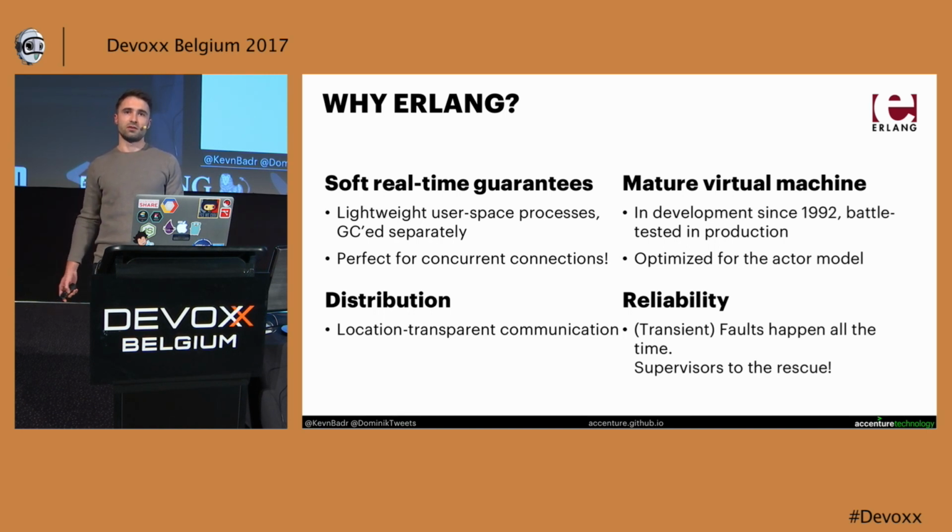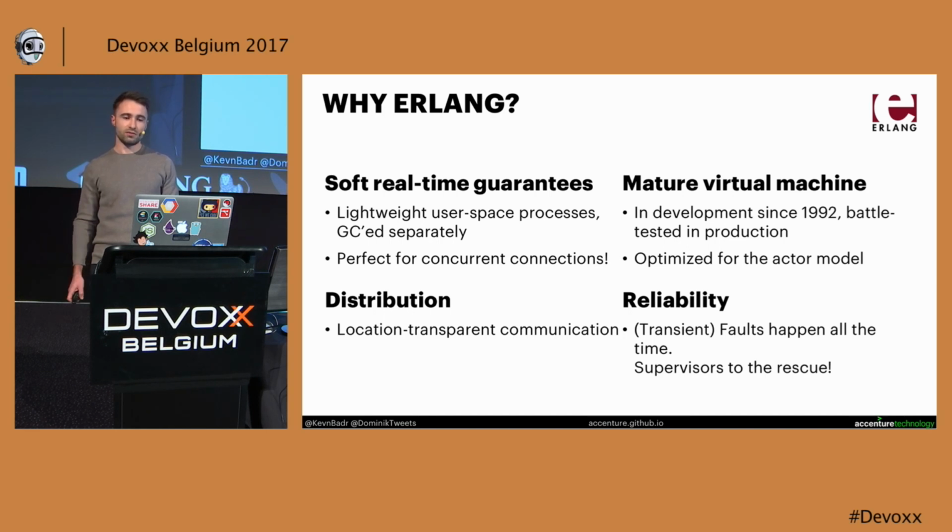The Erlang VM is also a very mature VM. It's been used in production since 1992, so it can be considered battle-tested. And it is optimized for the actor model. With Scala and Akka, we have a similar model, but the JVM is just not that optimized for it.